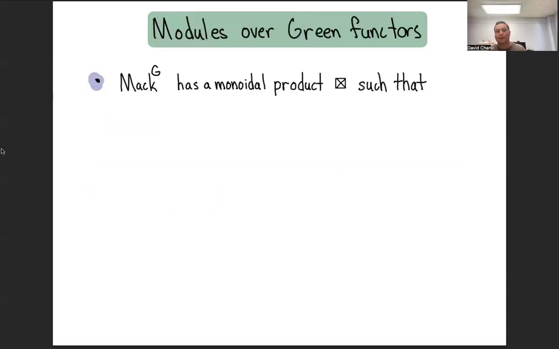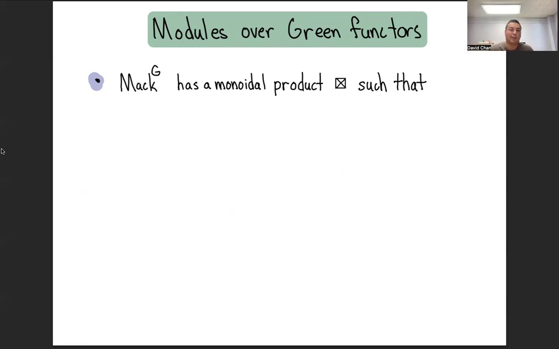Okay. So where am I going with this, right? I'm thinking about the category of green functors as a version of rings for equivariant homotopy groups. And so, I want to study these things with K-theory. I want to probe them with K-theory.